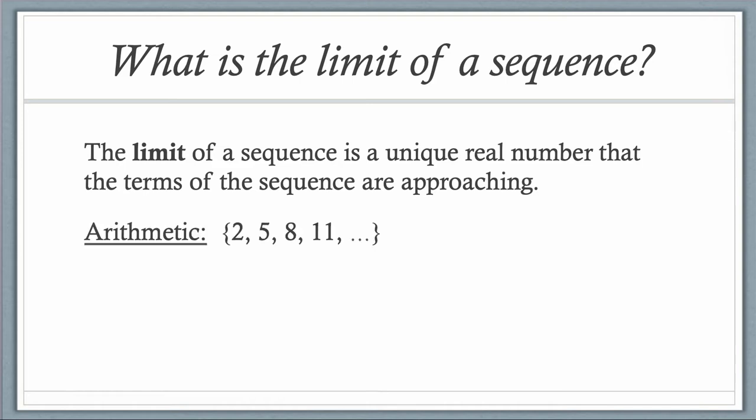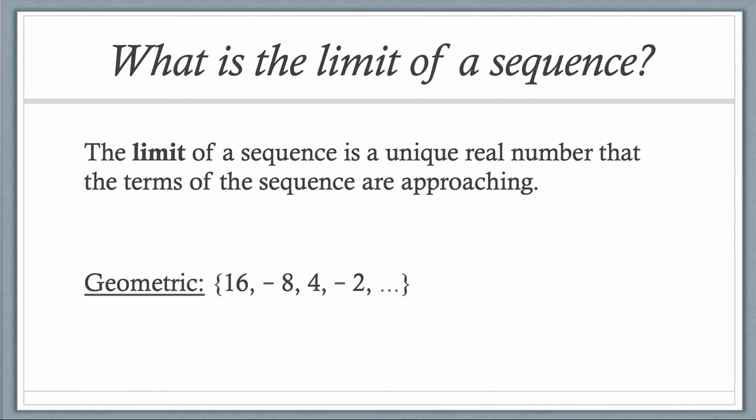So let's look at that first sequence, that arithmetic. I have 2, 5, 8, 11. I know 14 is next, then 17, then 20. Well, what's happening with every term? With every term, my sequence is getting larger and larger and larger, and it doesn't look like it's getting closer to any one particular value. So the limit of this particular sequence is infinity. So there is a limit, it's just infinite.